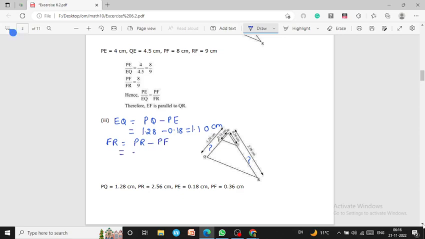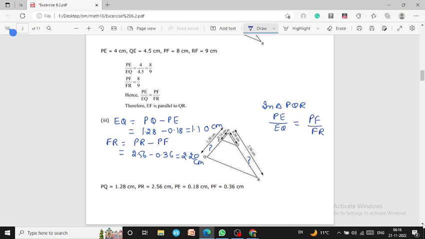On the other side, FR is equal to PR minus PF. We get 2.56 minus 0.36, which is 2.20 centimeter FR.